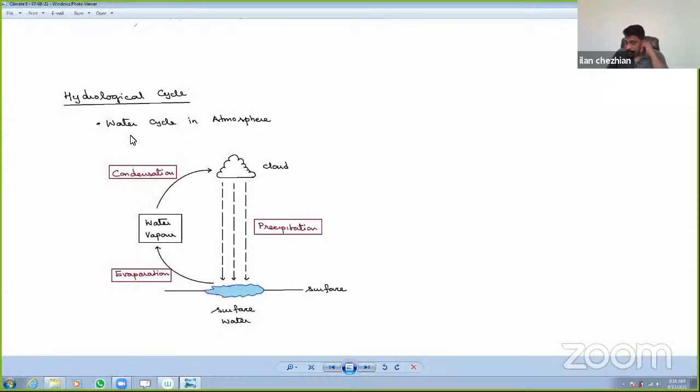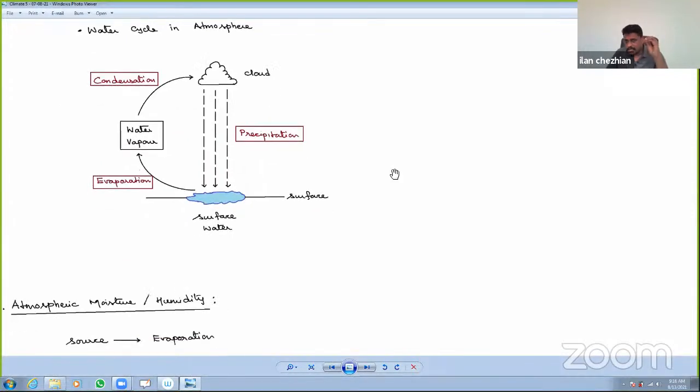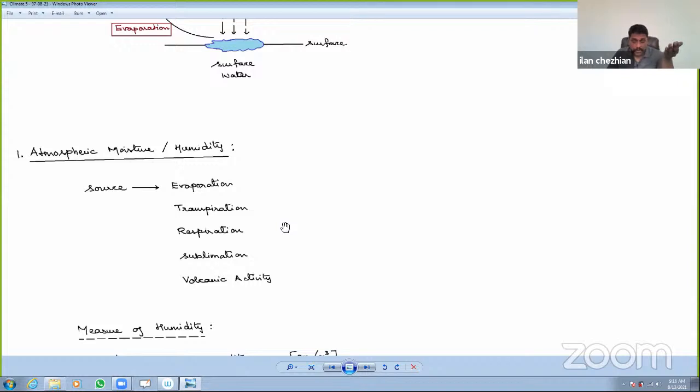Condensation and the precipitation, you call them as what? Hydrological cycle. Correct? So what we have done in the last class, we started discussing each and every compartment of this cycle. We started with atmospheric moisture or humidity. What is atmospheric moisture? The amount of water vapor present in the atmosphere or in a specific air column. You call them as what?